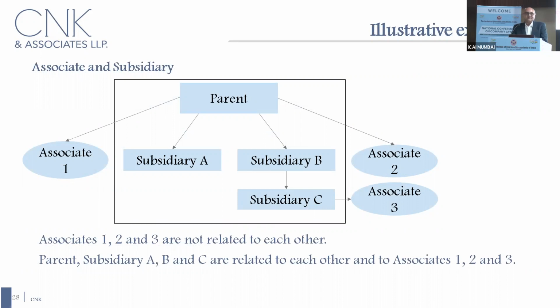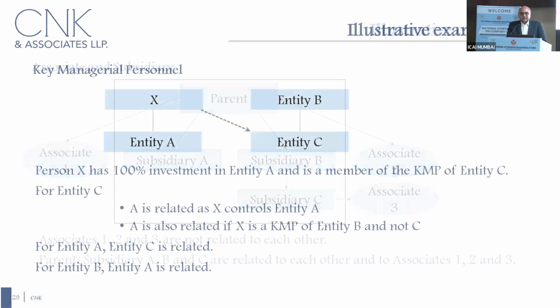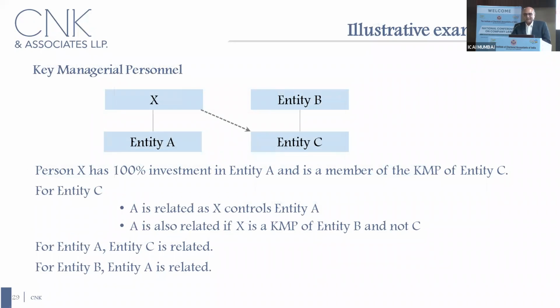But this is very typical in practice, that the associate 2 and 3 are not really related to the parent, but they are only related to my subsidiaries. Then whether that associate becomes a related party, say, or the parent, or even for that subsidiary A in that sense. If you have a key management personnel X in entity A, there is an entity B and entity C also, and this X has 100% investment in entity A and is a member of KMP of entity C. For entity C, A would be related as X controls entity A.